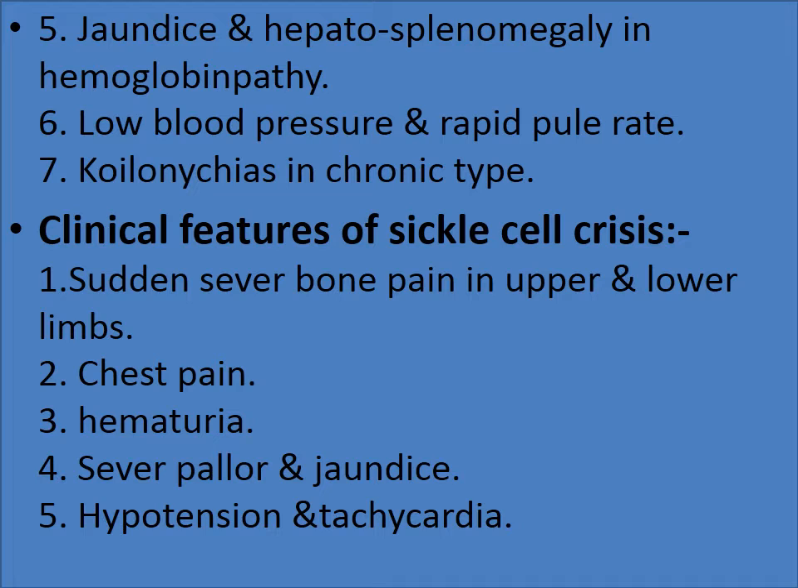Now we come to the clinical features of sickle cell crisis. Sickle cell crisis usually develops in those with sickle cell disease, I mean hemoglobin SS. There may be sudden severe bone pain in upper and lower limbs, chest pain, hematuria, severe pallor and jaundice, hypotension and tachycardia.